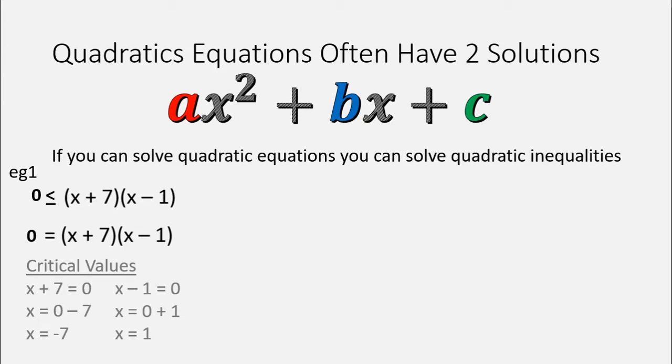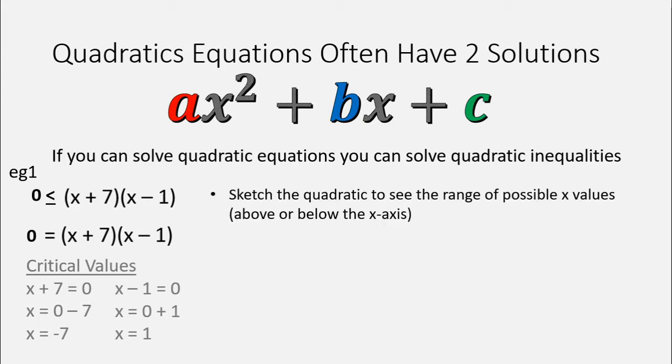Looking at these critical values now, we know that this quadratic has got two roots. That is, it will cross the x-axis in two places, when x is equal to negative 7 and when x is equal to 1. We also should know that this is going to be a positive parabola because looking at the quadratic, if we expanded these brackets out, we would do x times x, which makes positive x squared. So that's going to be a positive parabola, which crosses the x-axis in two places, where x is equal to -7 and +1. So we sketch this curve showing where the roots are, and we want to know if we want the parts of the parabola which are above the x-axis or below the x-axis.